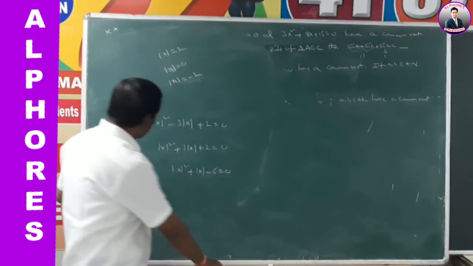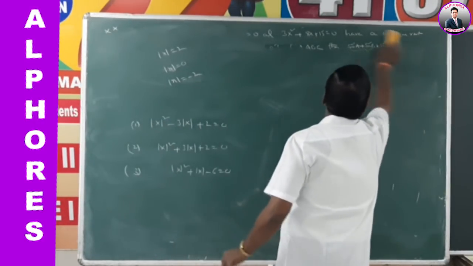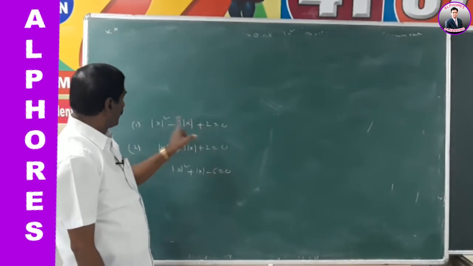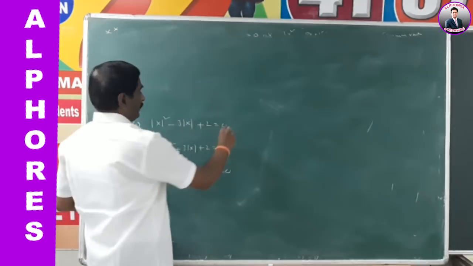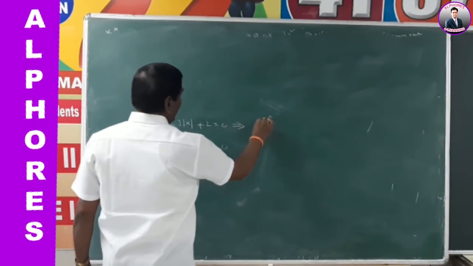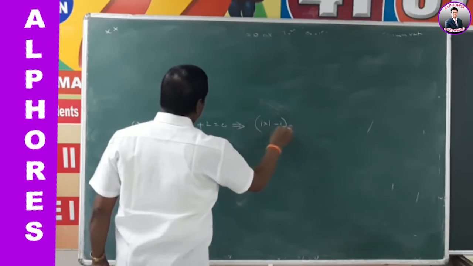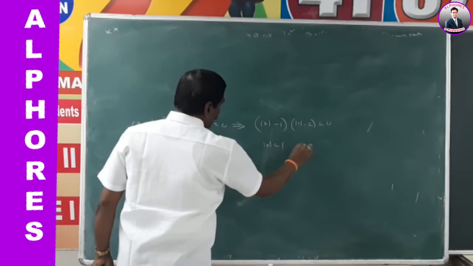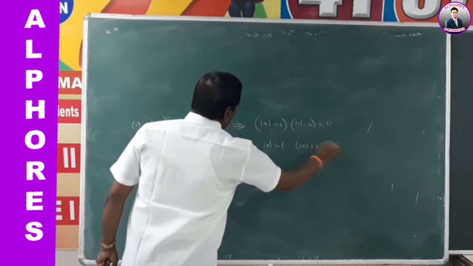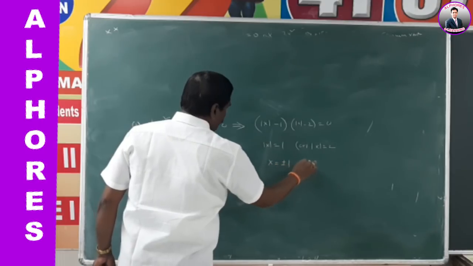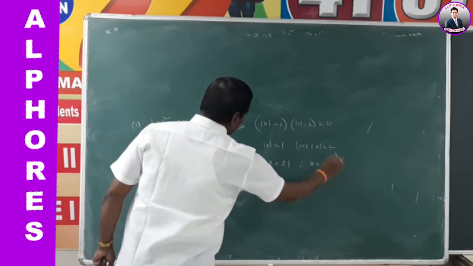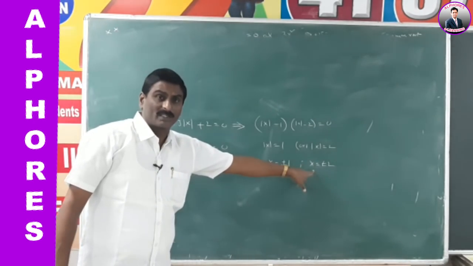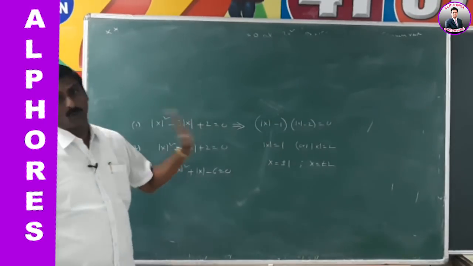Okay. So, coming to the first problem. The first one is mod x square minus 3 mod x plus 2 is equal to 0. It is a quadratic in mod x. After factorization, it can be reduced into (mod x minus 1) into (mod x minus 2) is equal to 0. That means mod x is equal to 1 or mod x is equal to 2. Mod x is equal to 1 means x is equal to plus or minus 1. Mod x is equal to 2 means x is equal to plus or minus 2. Therefore, we get 4 solutions: x is equal to plus or minus 1 or x is equal to plus or minus 2. Number of solutions is 4.